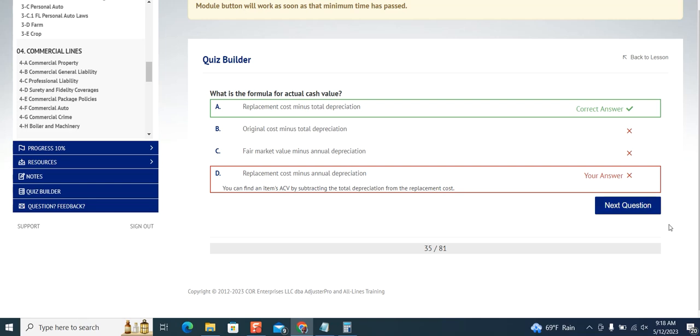Okay. I don't know why I keep getting this question wrong. Is replacement cost minus total depreciation? I don't know why. Every time I get this question, I press D. I don't know what's going on with that. Total depreciation. ACV, replacement cost minus total depreciation.